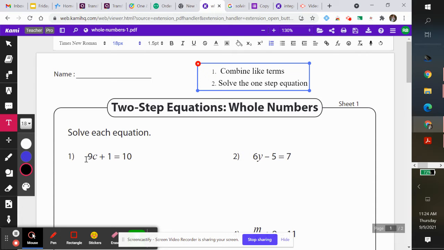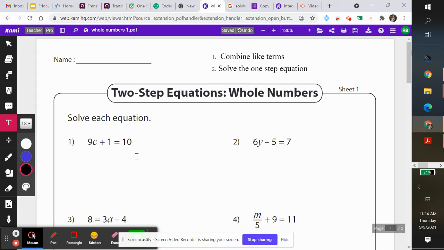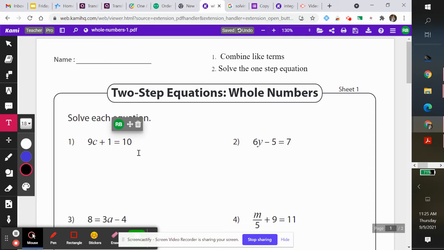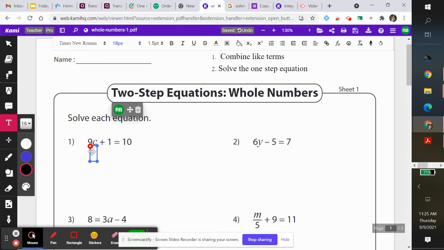So for example, here I've got 9c plus 1 equals 10. Well, my like terms here are going to be 1 and 10. So I'm going to go ahead and combine those. When I combine, I'm moving the 1 over here, and that's going to become 10 minus 1. So I'm going to have 9c equals, and I'll put over here that I did 10 minus 1, okay?